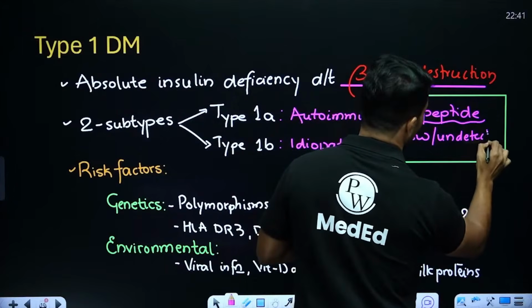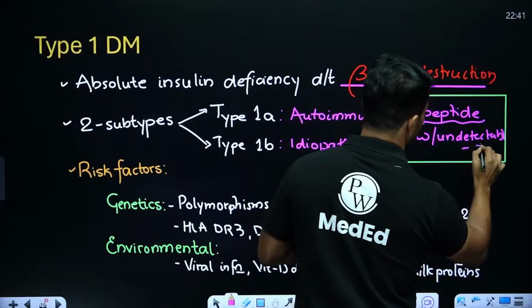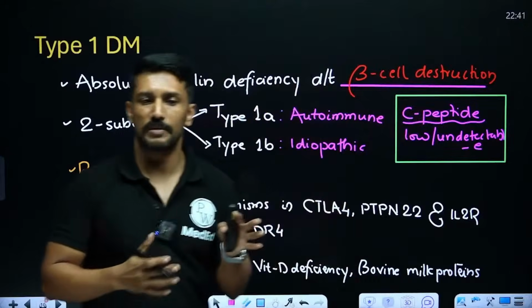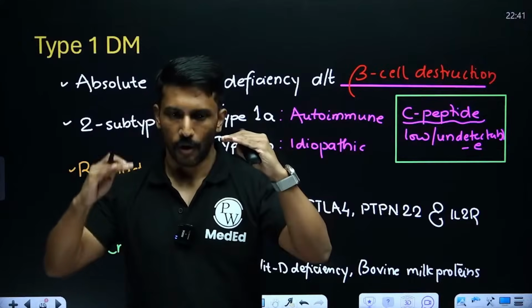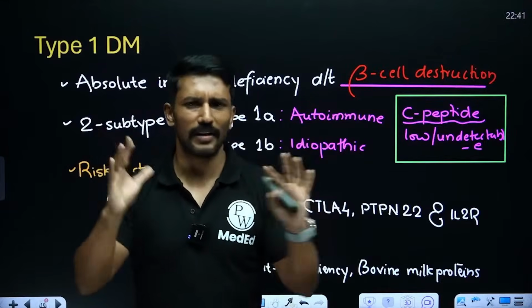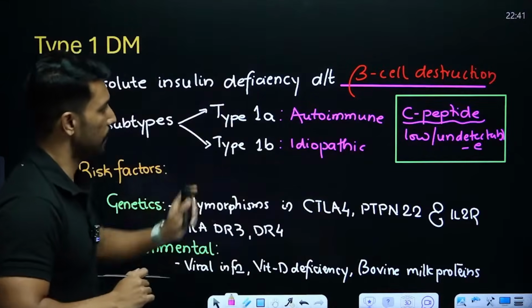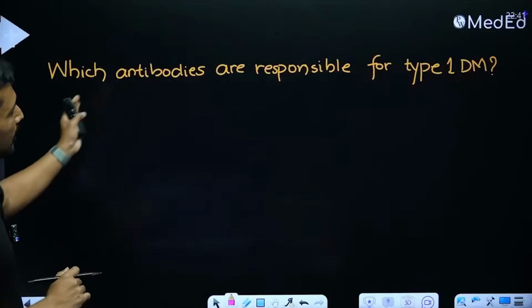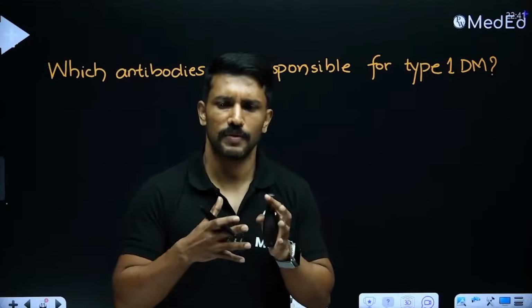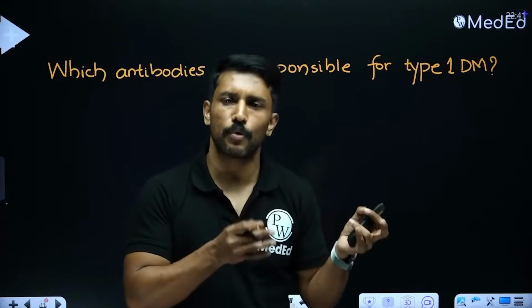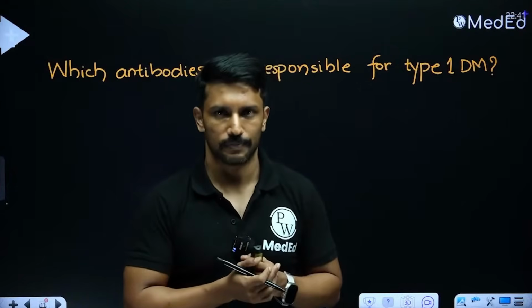But what if I do it for type 2 diabetes mellitus? For a type 2 diabetes mellitus patient, C-peptide, at least in the initial stages, is going to be normal or maybe high. Why high? I'll discuss that later. Okay. Now, which antibodies are responsible for the development of type 1 diabetes mellitus? Most of these antibodies are going to target some protein in the beta cells, right?